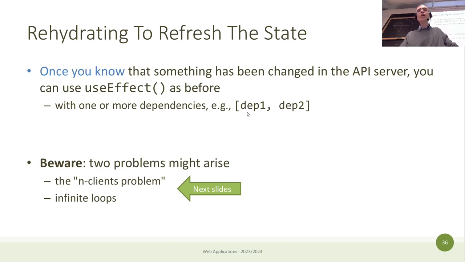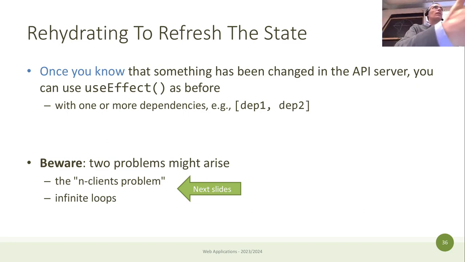Okay, before going on, I would like to point out this problem, okay? Of course, once you know that something has been changed in the API server, you can use the useEffect and run the side effect. So send a request to the server and get the answer, put it into a state, and have the application re-render and show you the information. Okay? The point is that unless it's the user that did the modification to the data, so your user that is using your application, you don't know if somebody else has done these modifications, okay? Because it's a multi client application.